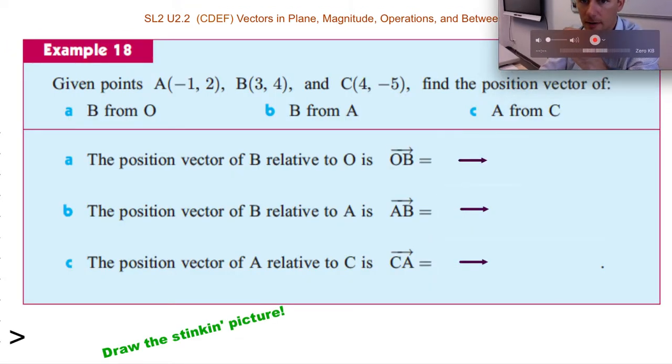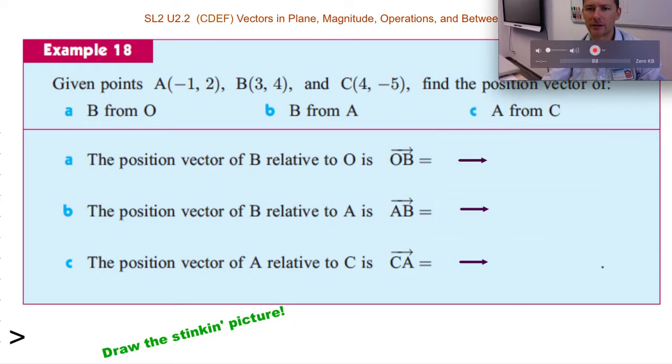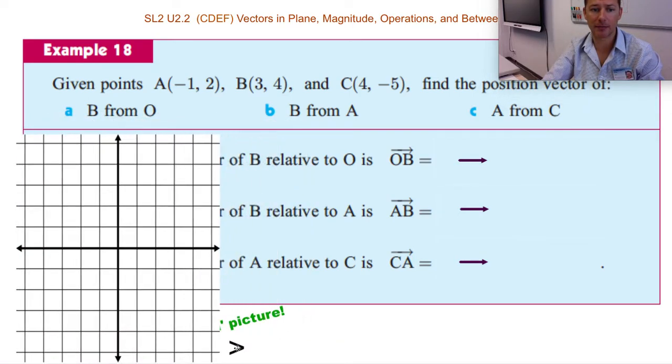All right. So they word these a little bit funny, and that's okay. We'll have to figure them out. So here's some given points. Find the position vector of B from O. This means starting at O, how do you get to B? These get kind of fussy looking. The wording's a little fussy. Draw the picture. It's going to save you a ton of time.